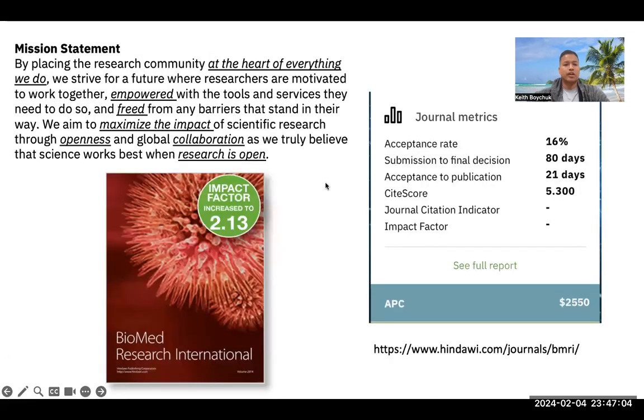Just a little background of what the Biomed Research International is: it's hosted on hindawi.com, which holds multiple other research journals as well. And these are just a little bit of metrics of how the Biomed Research International journal is doing.